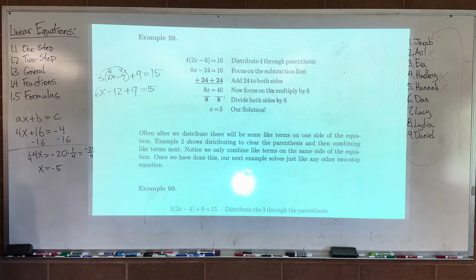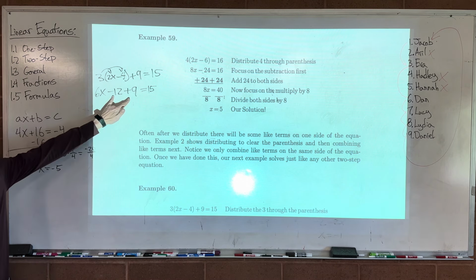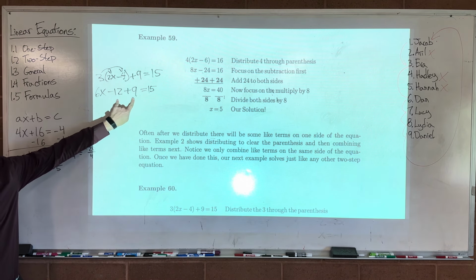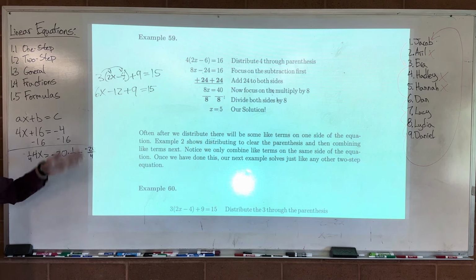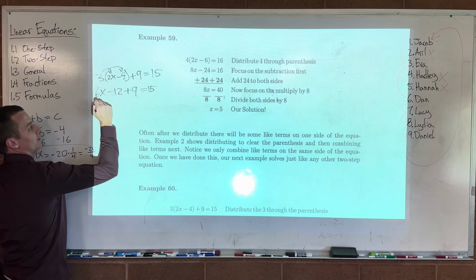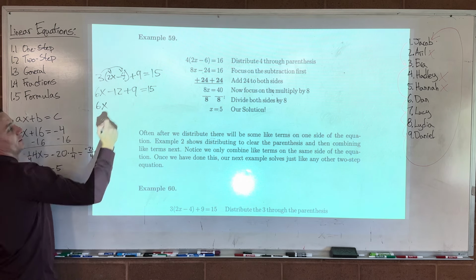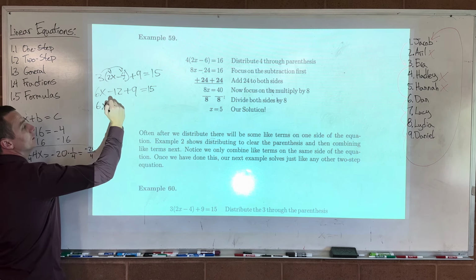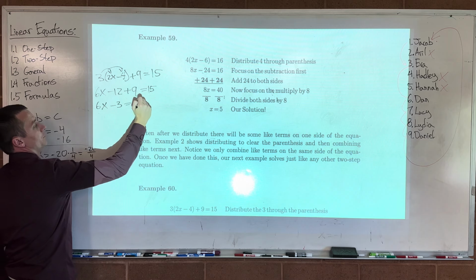You're going to add your negative 12 and your 9. Yeah, we call that combining like terms. You did a whole section on combining like terms. So combine like terms before you start manipulating your equation. So we get 6x, negative 12 plus 9 is? Negative 3. Minus 3 equal to 15.